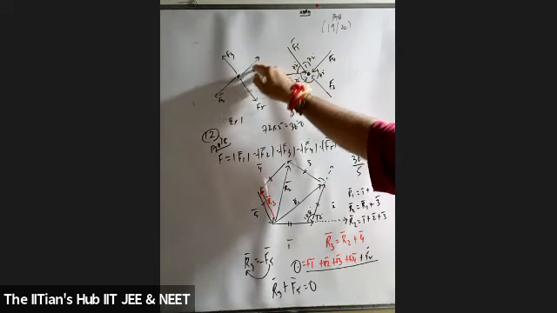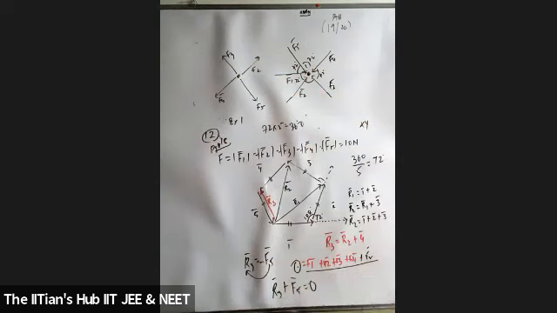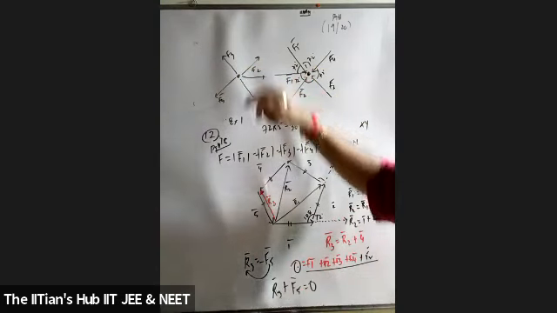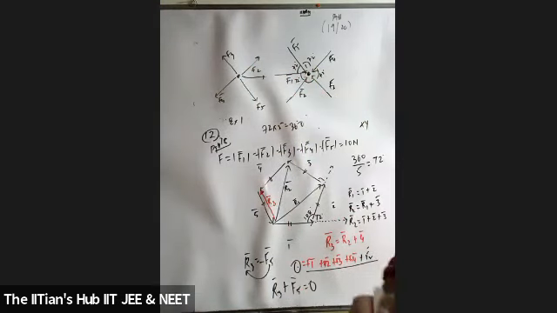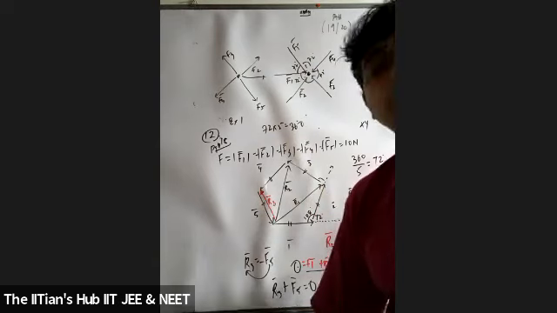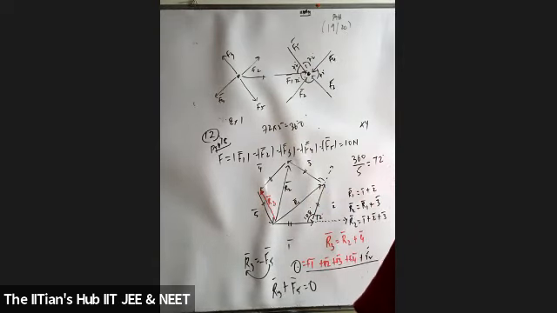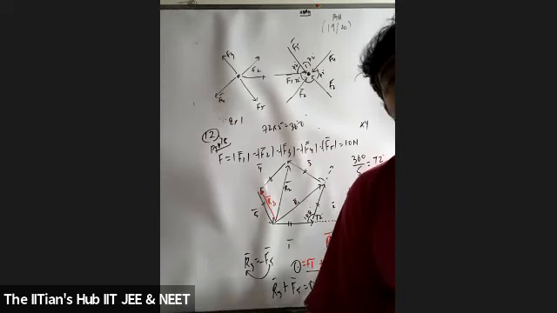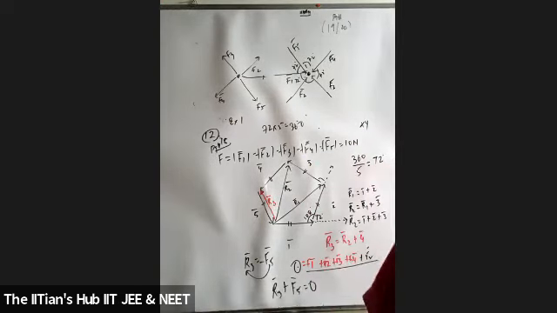In that case, are you getting it, students? This is F1, in this direction too. Are you getting it? Yes, sir. The summation of all the forces acting on it will be equal to 0. Such vectors are called coplanar and concurrent. Agreed, students? Yes, sir. Okay, fine.